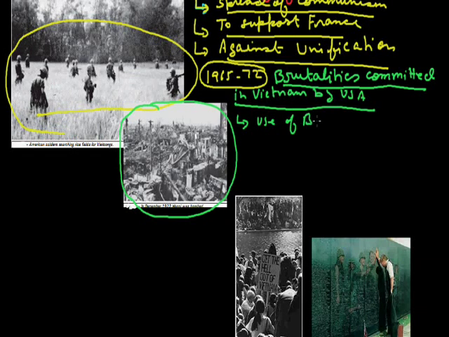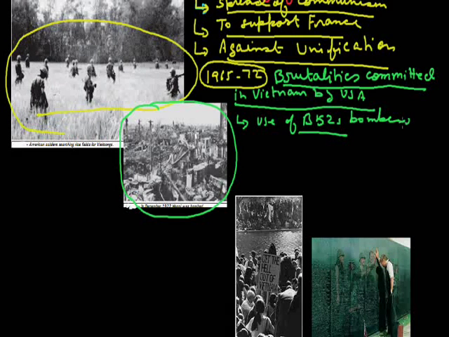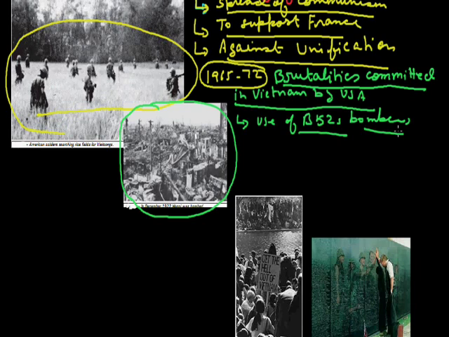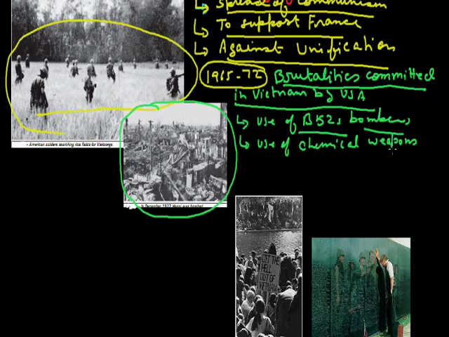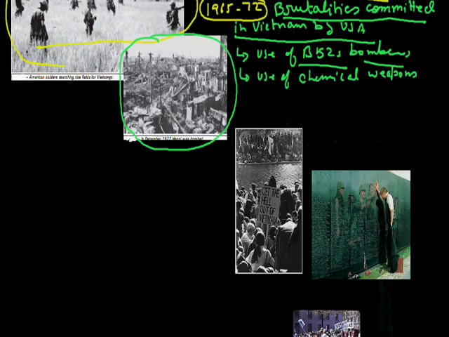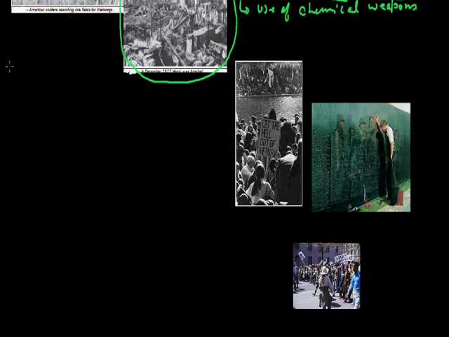The use of B-52 bombers became very popular during this period. We also see widespread attacks and the use of chemical weapons. This is how it destroyed many villages and cities, and a lot of civilians died in this war. That is why we see a lot of criticism of America for this war.